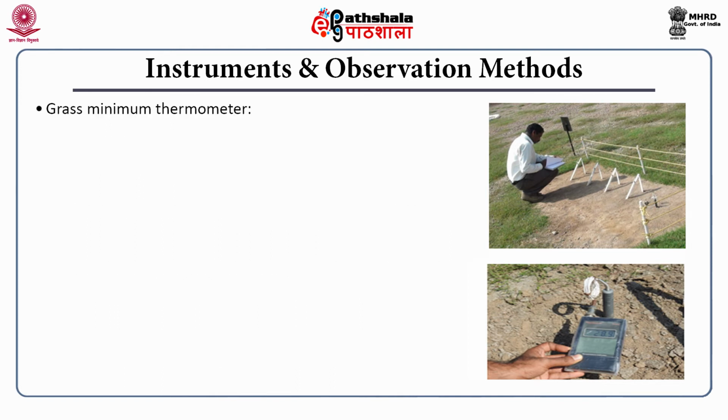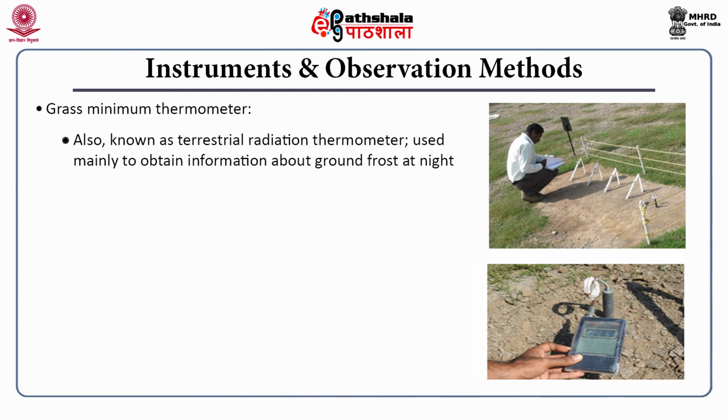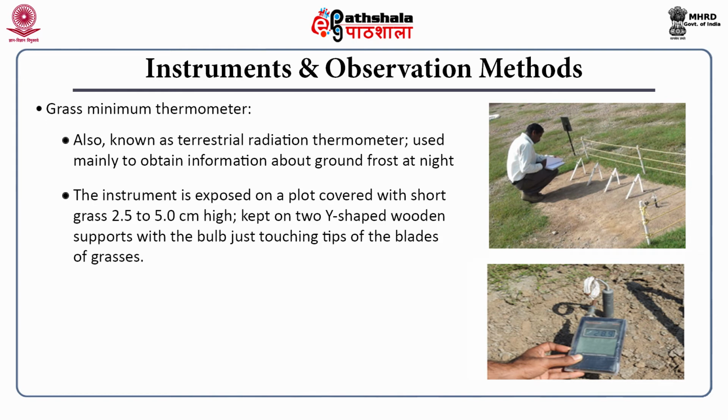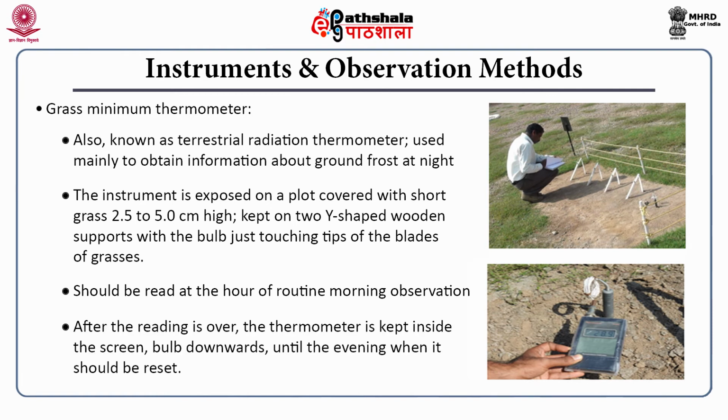Next is the grass minimum thermometer. It is also known as terrestrial radiation thermometer. It is used to obtain information about the occurrence of ground frost at night. The instrument is exposed on a plot covered with short grass 2.5 to 5 centimeter height. It is kept on 2 Y-shaped wooden supports with the bulb just touching the tips of the blades of the grass. It should be read at the hour of routine morning observation. After the reading is over, the thermometer is kept inside the screen with bulb downwards until the evening. During evening time, it is set again and put over the grass.